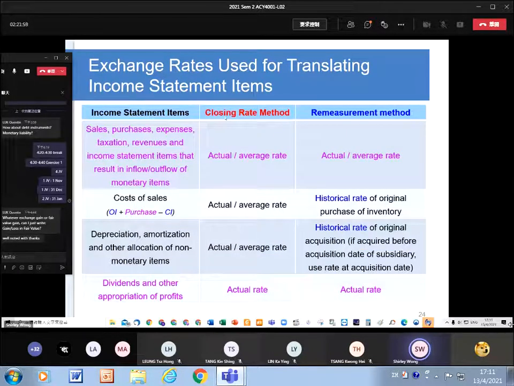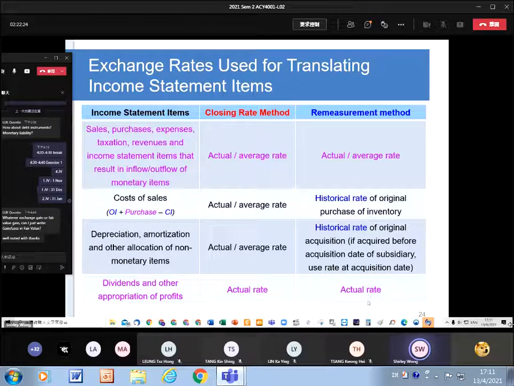So for the P&L item, under the closing rate method and under the remeasurement method, for all the sales, purchase, expenses, taxations, we use actual rate or average rate. For dividend, we will usually use the actual rate because dividend we usually pay once in the year or twice in the year. Therefore, you will use the actual rate.